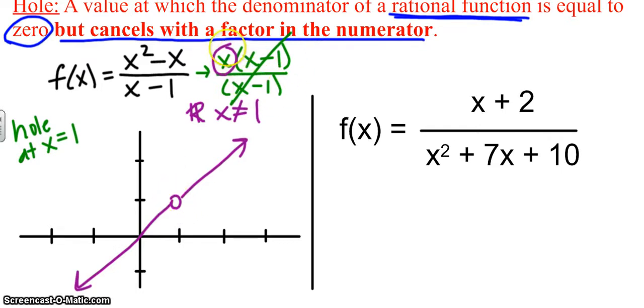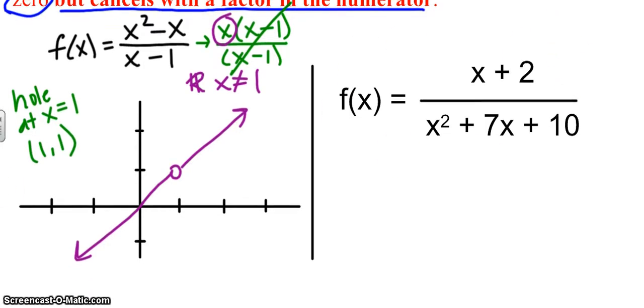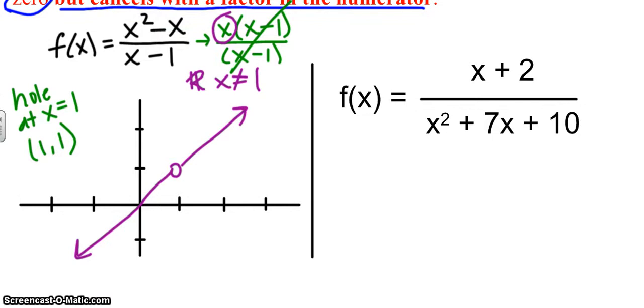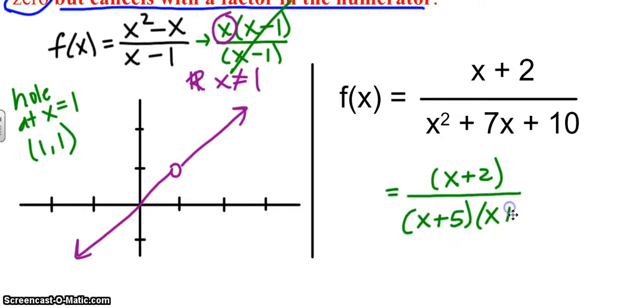Then when you plug 1 into your reduced, or simplified, function, we get 1, so there's a hole at the point (1, 1). Okay? Thinking about it from an equation point of view, without looking at the graph, we have f of x equals x plus 2 over x squared plus 7x plus 10. The first thing we want to do to see if there are any holes is to simplify by thinking about our factors. So we have x plus 2 over (x plus 5)(x plus 2).